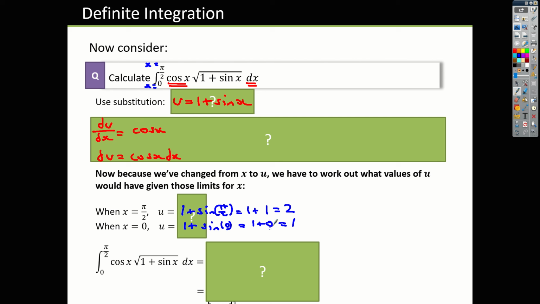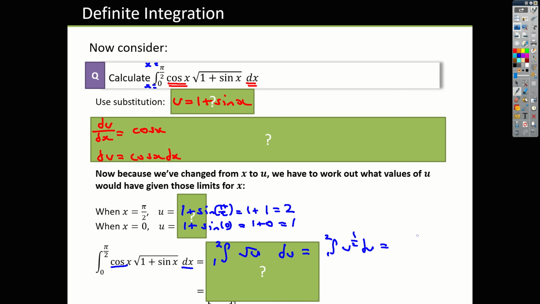Okay, so now we've got to make sure that when we rewrite our integral, we're writing it in terms of u bounds. So I'm integrating from 1 to 2. Cos x dx, I know is going to turn into du. I'm going to put that at the end. And then that bit's done. And then root of 1 plus sin x is just root of u. Okay, much, much simpler. I can integrate that. I can write that as u to the half. And then use the power rule to integrate that.